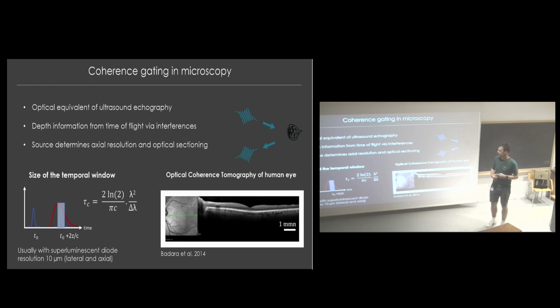It can be a superluminescent diode, it can be an LED, or it can even be a halogen lamp like the one we are using in this room. And one of the main techniques that uses this gating in the time domain is optical coherence tomography. This is really used to study the human eye. In most hospitals, you see this kind of machine now. This is an en-face image, and this is an in-depth image. This is a cross-section image where you see different features of the human eye.